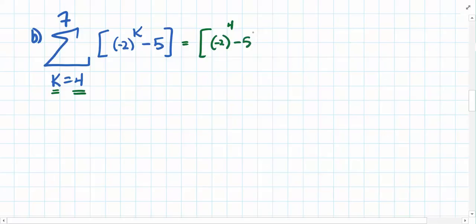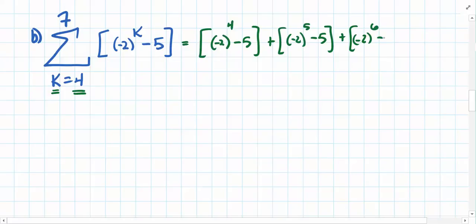and then subtract 5. Okay, I'm going to add that to negative 2 to the 5th power, and then subtract 5. And I'm going to add that to negative 2 all raised to the 6th power, and then subtract 5. And then I'm going to add this to negative 2 to the 7th power, and then subtract 5. And I know that I'm starting at the number 4 and I'm ending at the number 7. So that's what it means to expand it.